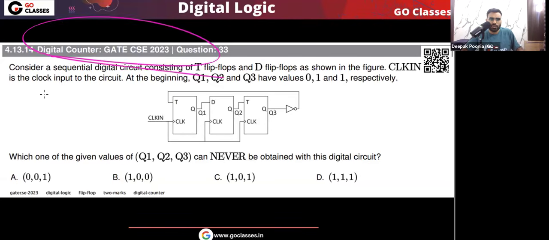Let's solve a GATE CS 2023 question. Consider a sequential digital circuit consisting of T flip-flops and D flip-flops as shown in the figure.